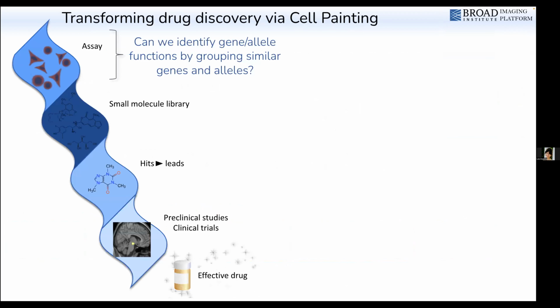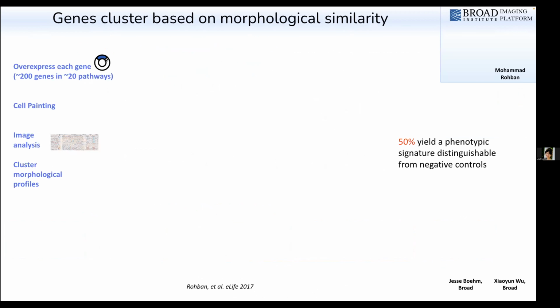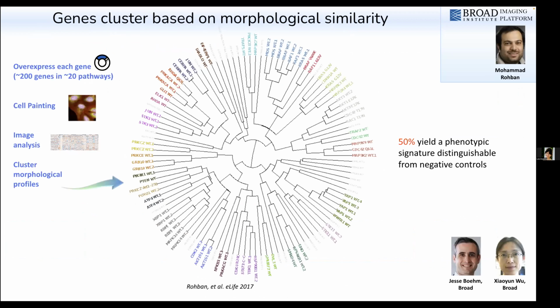Another application of profiling is to identify gene function by grouping similar genes and alleles. We've tested this idea with genetic perturbations and found an impressive ability to cluster them based on similarity in this work. That's almost 5 years ago, led by Mohammed Roban. When you express each gene in a cell population and cell paint them and extract profiles, you can rediscover in a single experiment all these known biological pathways like RAS, that's up there, and Hippo pathway. Down here, you'll hear more about Hippo coming up soon.